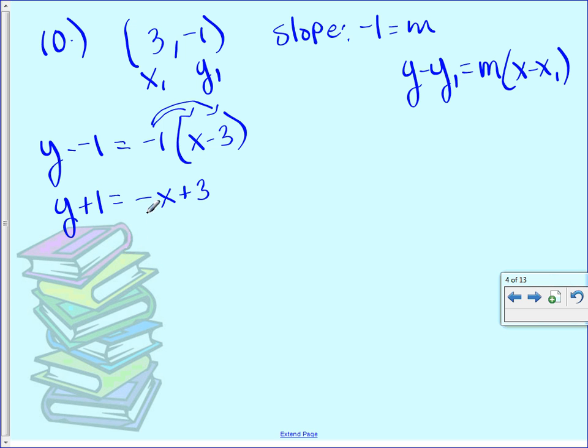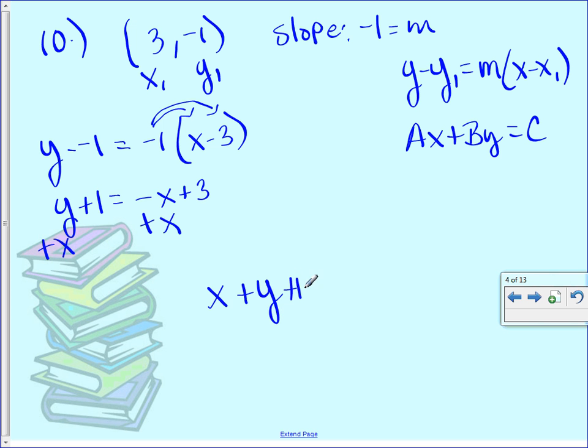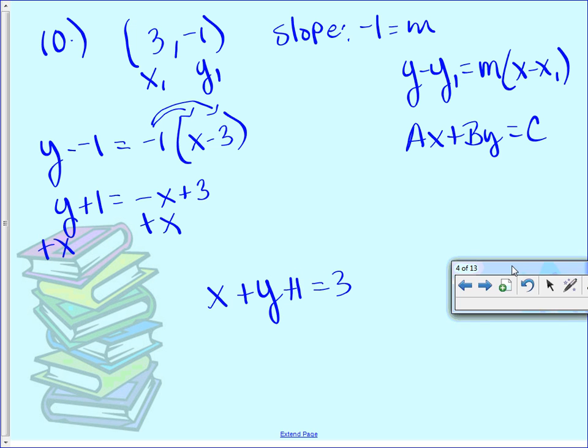Okay. Now I know I need it in the form of ax plus by equals c. So I got to get this x over to the other side, right? Add x. Now x is already positive. I don't have to do anything special. Rewriting everything. That's a plus 1, by the way.